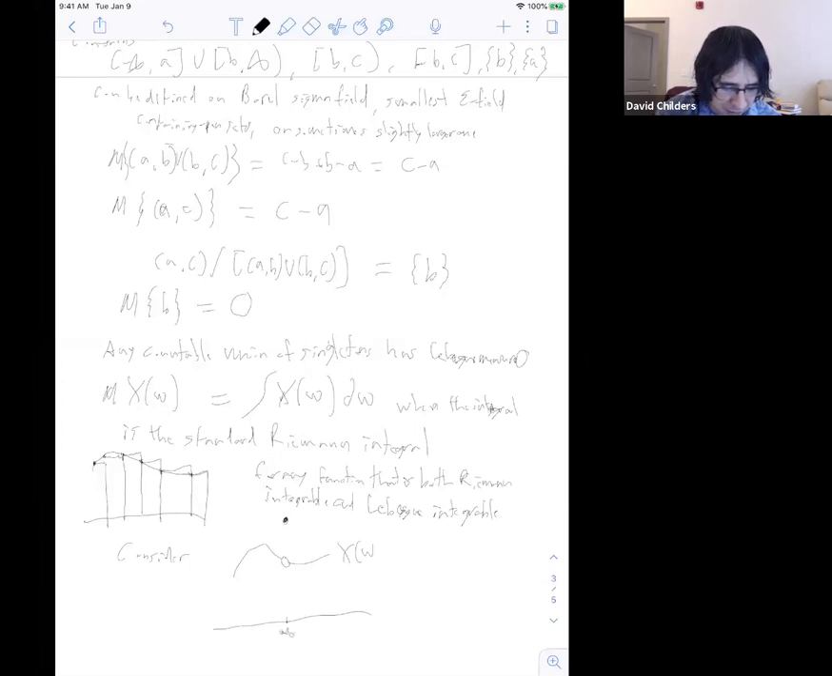Now, you can define the Lebesgue integral with respect to this function, because we know that the measure of the singleton omega 0 is equal to 0. And so we know that this is a measurable set, and the contribution of that to the integral is equal to 0. And then we can define the integral on any of these other points in the usual way.